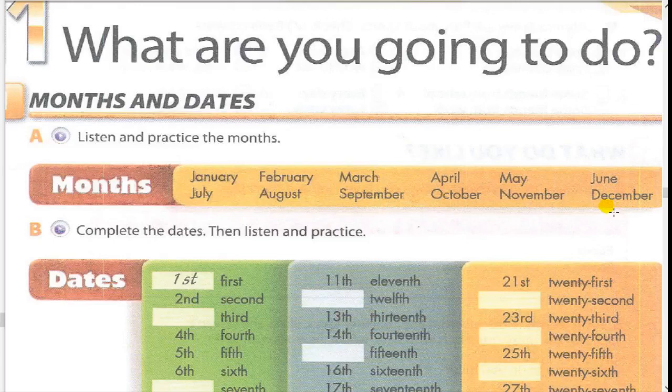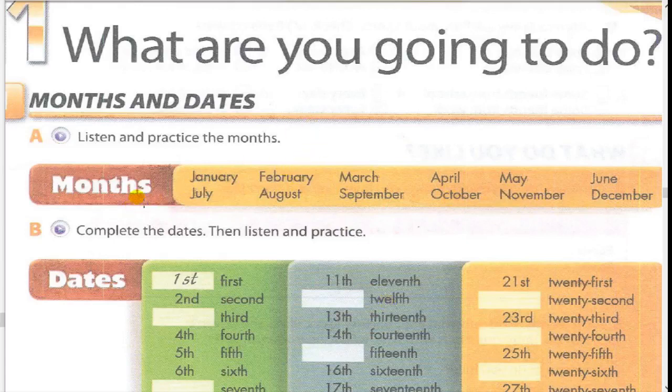Unit 11. What are you going to do? Page 72, Exercise 1. Months and dates. Part A. Listen and practice the months. January. February. March. April, May, June, July, August, September, October, November, December.